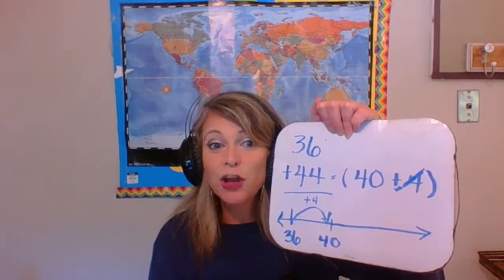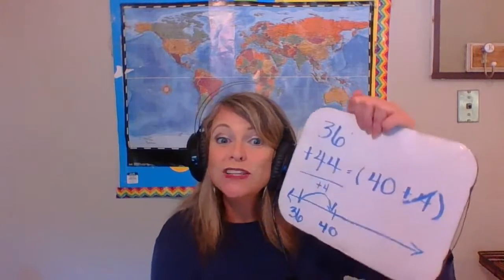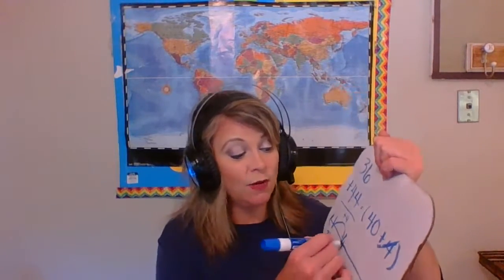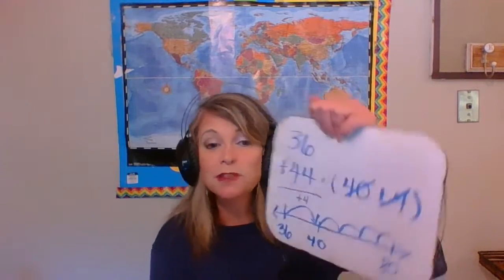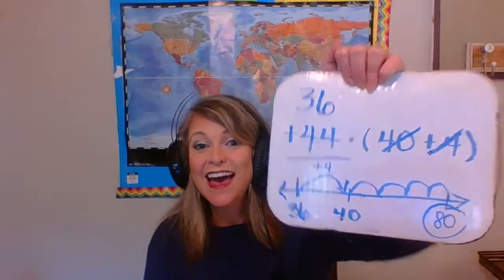Now we only have to jump up 40 more. Now we need to jump up 4 tens from 40. 1 ten would be 50, 60, 70, 80. And now we've jumped up 40. So we've jumped up 4 and then 40. So our final number is 80 inches for the length of the wall.